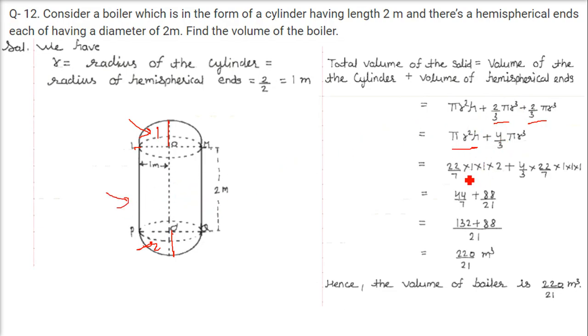The cylindrical part is pi r square h. Pi and radius is what? See, the diameter is 2 from here to here. Radius will be 1. So radius for this one also will be 1 and this one will also be 1. So pi into r square into h. What is the height? The height for this one is 2 and for the hemispherical parts we don't need the height here. So this is going to be 220 by 21. This is the volume of the boiler.